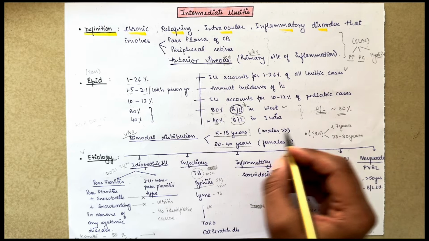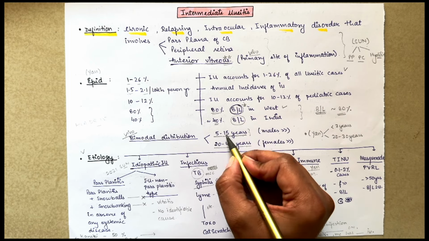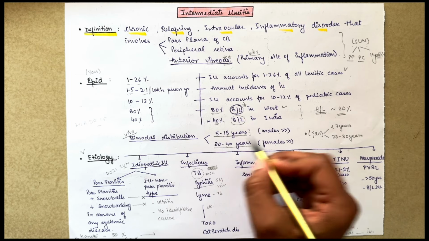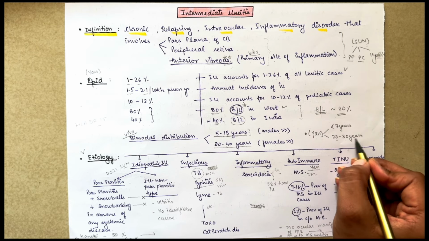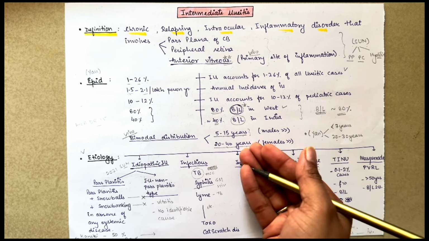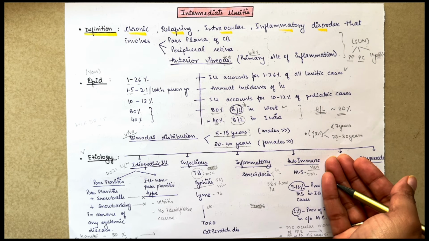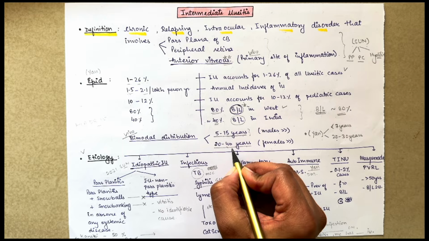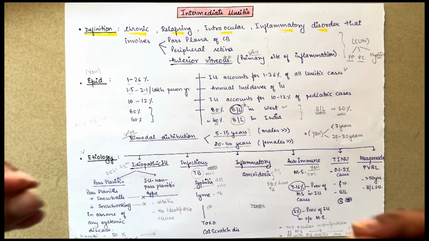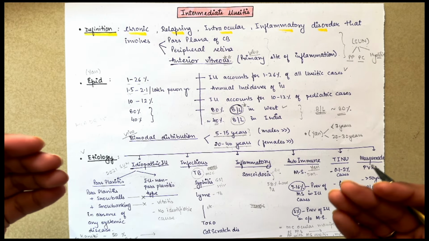But Yanoff mentioned, and this I have taken from recent articles, a bimodal distribution of less than 7 years and 20 to 30 years. So you can quote any of these. If you want to quote Yanoff, you mention this bimodal distribution, and if you want to quote recent articles, this is also correct. We come to a very important part, which is etiology.